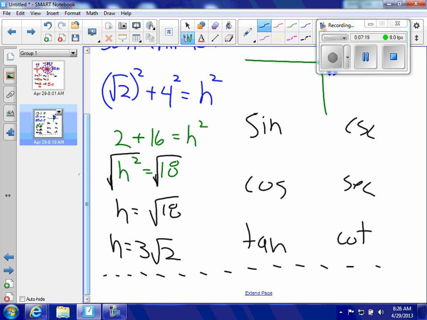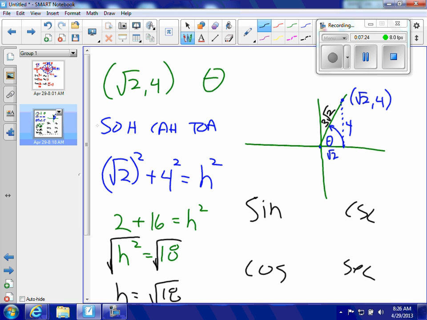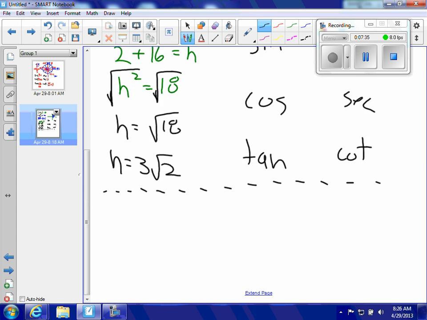Okay, so sine is going to be, here's my angle theta. My side opposite theta is 4. And my hypotenuse is 3 radical 2. So sine, I'm going to do that in my little calculation area here.